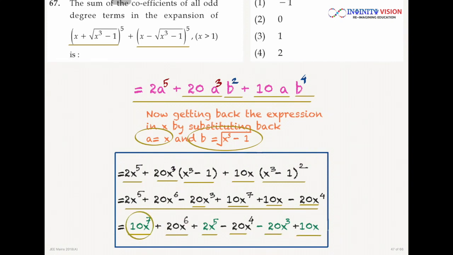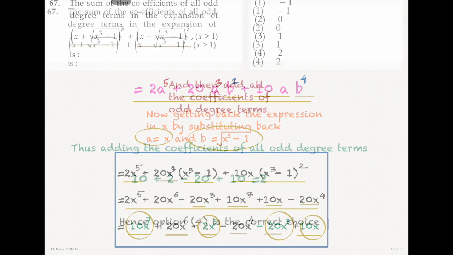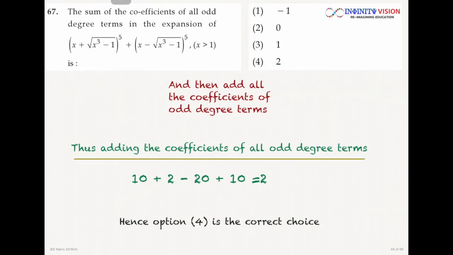The green terms are all the terms with odd degree. So this is what the question is all about. Thus adding the coefficient of all odd degree terms, 10 plus 2 minus 20 plus 10 equals 2. So 2 is option 4, hence option 4 is the correct choice.